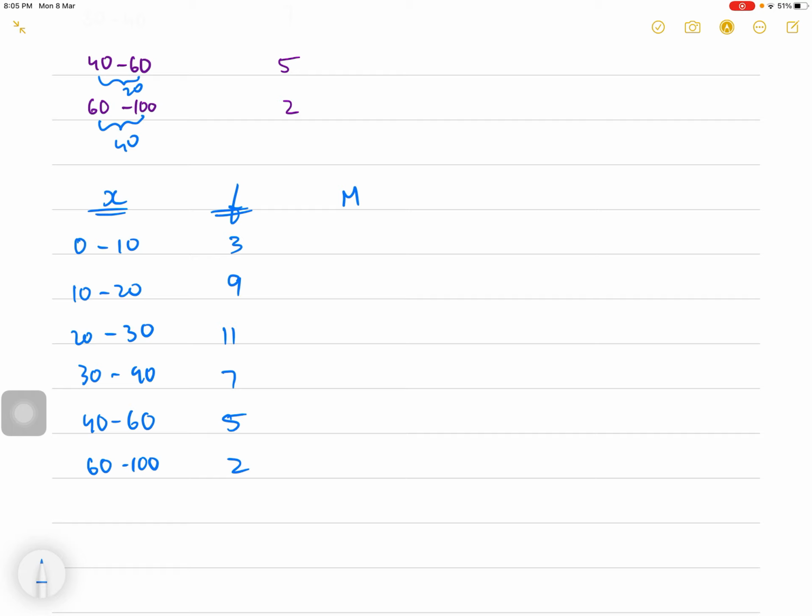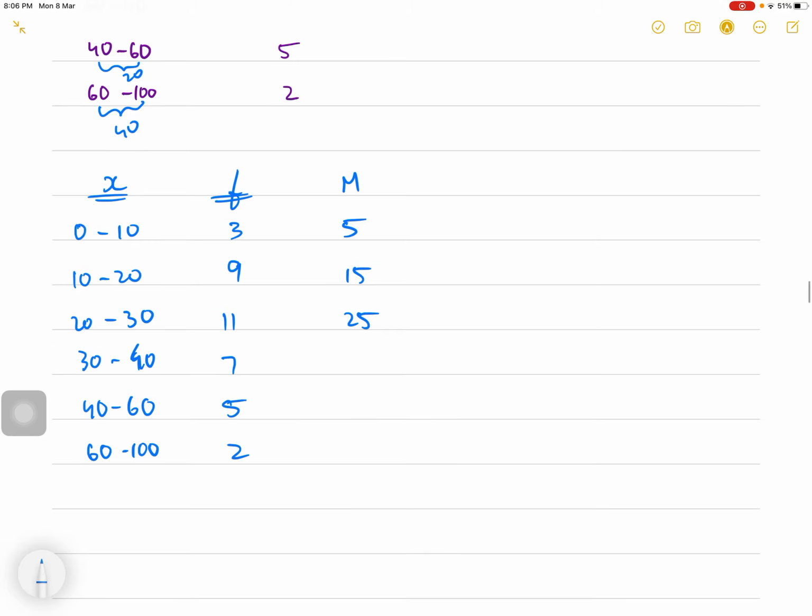So the midpoint will be 0 plus 10 divided by 2, which is 5. 10 plus 20 divided by 2, which is 15. 20 plus 30, which is 50, divided by 2, 25. 30 plus 40 is 70, divided by 2, so 35. 40 plus 60 is 100, divided by 2 is 50. 60 plus 100, that is 160, divided by 2 will be 80. So this is my midpoint.